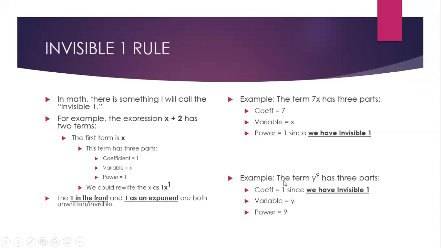In this example, we have a term, y to the 9. It's got three parts. What's the first part? Well, the coefficient. Yeah, but I don't see a number next to the letter, or at least not in front of the letter. That's because we have an invisible 1. The 1 is invisible. We're not going to write it. It's unwritten. When you do enough math, you just know it's there. You just assume it's there. But there it is. It's an invisible 1.